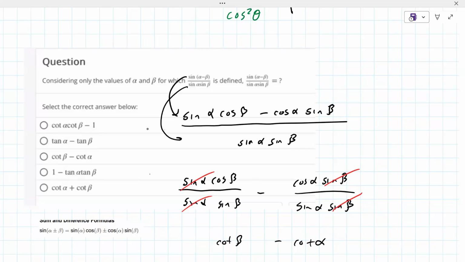Okay, and then you said that the sine A crosses out and that sine B crosses out. If they're the same on the top and bottom, they cross out. Okay, and that leaves you with cosine B minus cosine A. It's cosine B over sine B minus cosine A over sine A.